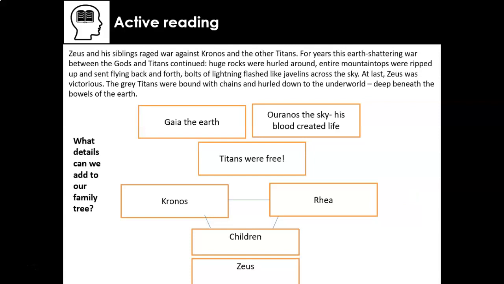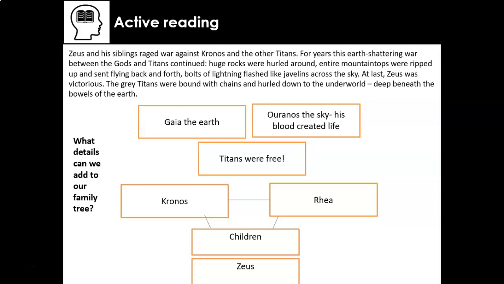Now, we're not adding new people at this stage, but we're going to add new information, okay? So remember, you can put information in the box or around it. So Zeus and his siblings waged war against Kronos and the other Titans. So we've got a war now. For years, this earth-shattering war between the gods and Titans continued. Huge rocks are hurled around. At last, Zeus was victorious.